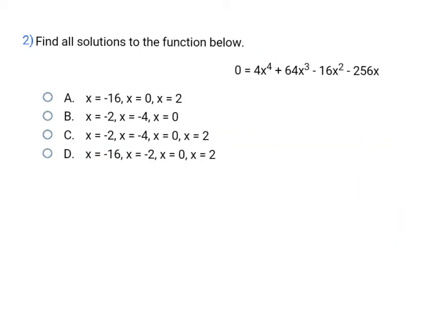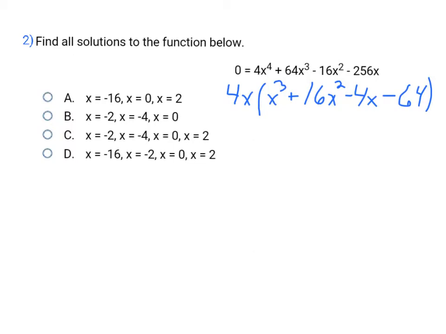This problem here already has the equation set equal to 0. And first, I'm going to look for a greatest common factor to remove, which here I can remove a 4x. So when I factor that out, I'm left with x cubed plus 16x squared minus 4x minus 64.